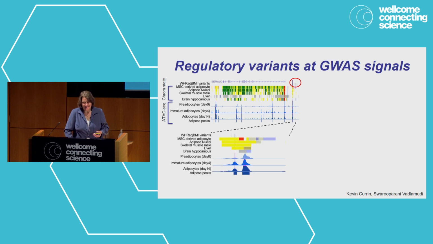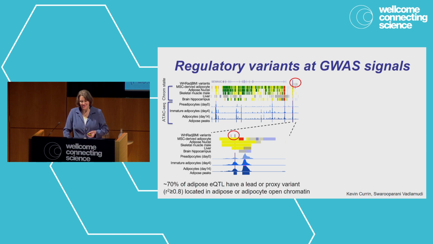If I zoom in, you can see with some of these variants, including this one right here in the right of that, within that circle, that the variants are located within a peak that is more accessible in mature adipocytes than it is in pre-adipocytes. So we thought that looked like a pretty good candidate for playing a role in affecting gene expression in adipose tissue.